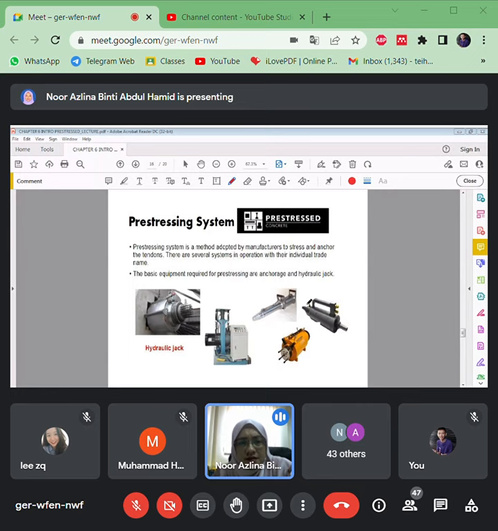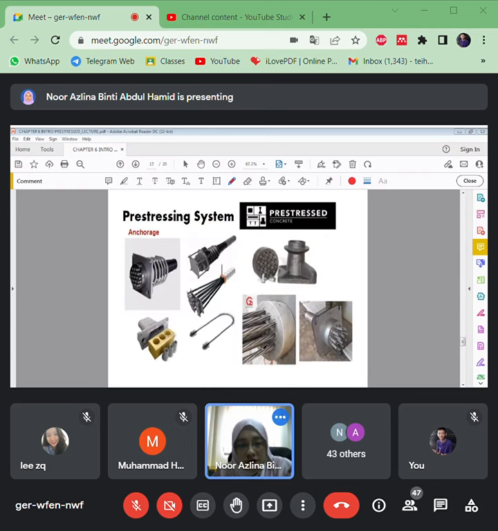And then these are a part of the equipments. It needs hydraulic jacks that will stretch all the tendons to certain loads. And also there will be measurements of the elongations that need to be applied at sites. And also we need all these anchorages that will pull and tighten all the cables.